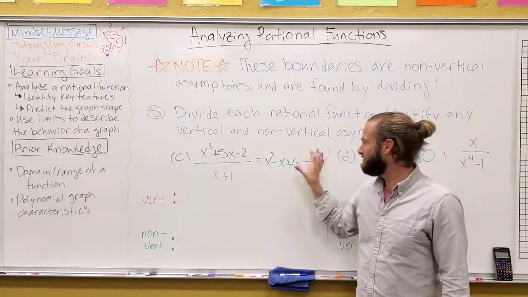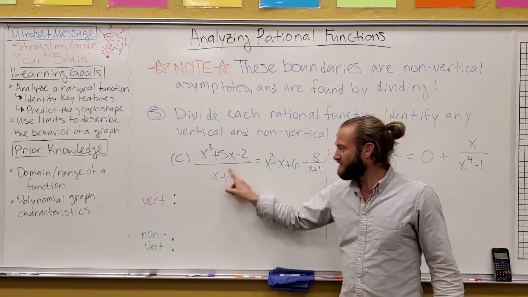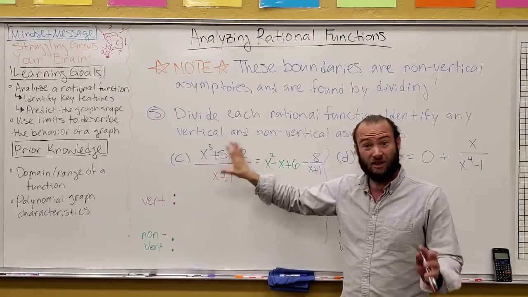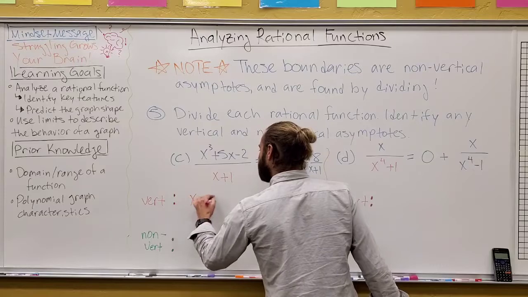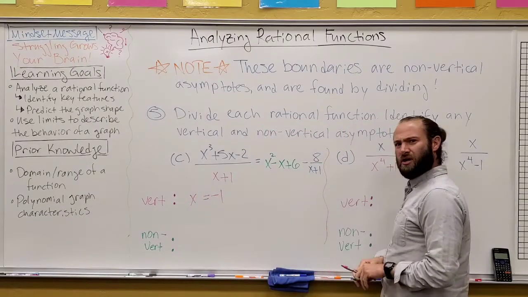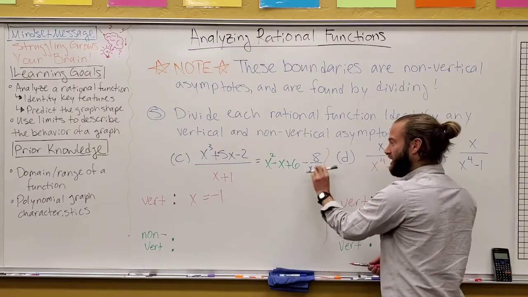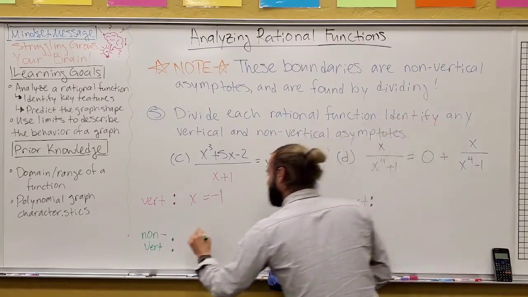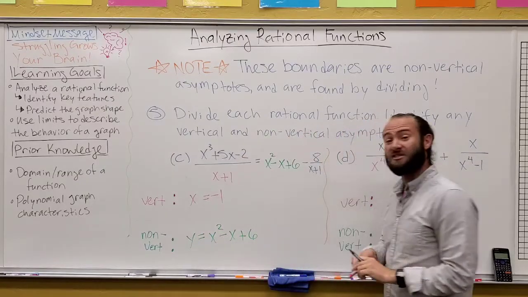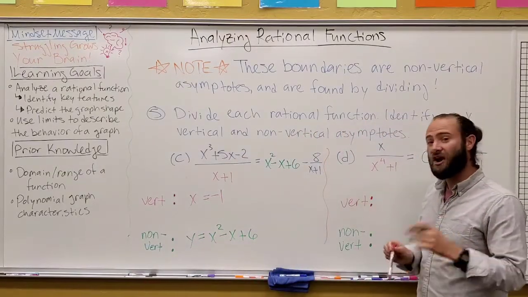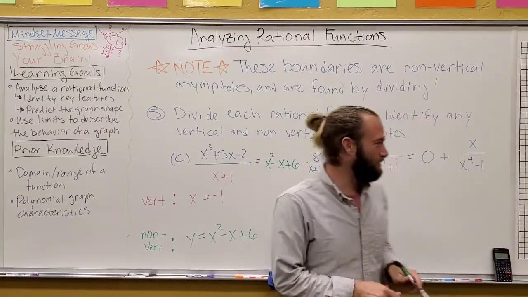Again, if we do the division, we can see what's going on. What makes the bottom 0? Again, I'm just telling you nothing cancels out here. So the vertical asymptote happens when x equals -1 for this one. Where's the other asymptote? Again, that's the quotient we get when we do the division, right? Ignore the remainder. And so y equals x squared minus x plus 6 happens to form the other non-vertical asymptote.